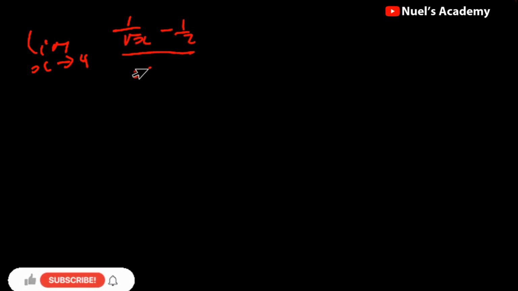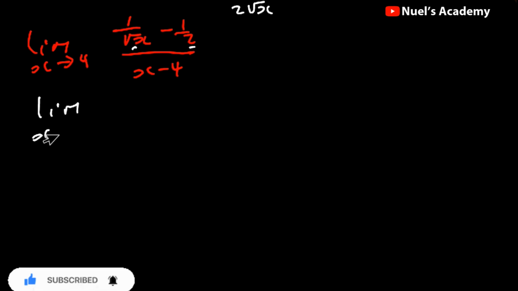Let's find the limit as x approaches 4 of 1 over root x minus 1 over 2, over x minus 4. In the case whereby you have a rational fraction as the numerator and also a radical sign here, we're going to first of all multiply the numerator and the denominator by the LCM of this, which is 2 root x, and then after that we multiply again the numerator and the denominator by the conjugate of the numerator. So let's start with this one. We have limit as x approaches 4. We have 1 over root x, so this is minus 1 over 2.